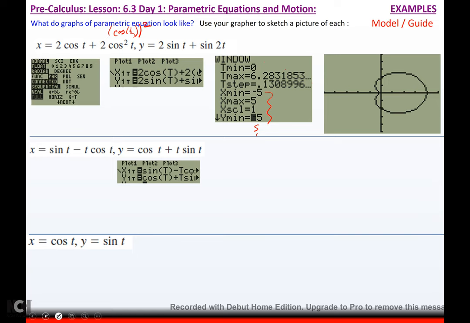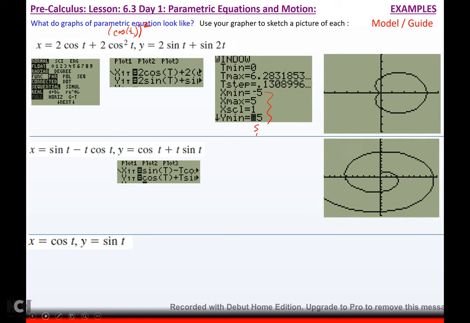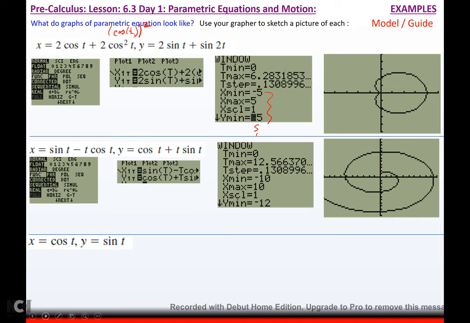Again, careful how you type. That's the graph I'm looking for. I had to play with the window a little bit to get a pretty good picture of that. So what I ended up doing was, I went to radians and parametric. I went from 0 to 4 pi, and again counted by pi over 12. And then I went from negative 10 to 10 on x, and negative 12 to 12 on y. And you get that spirally looking thing.